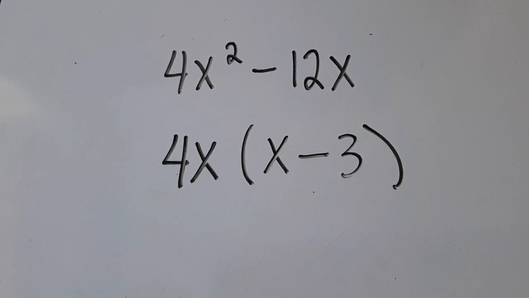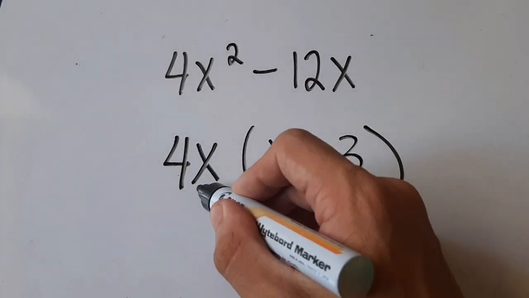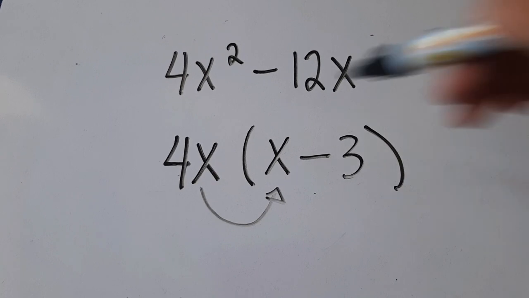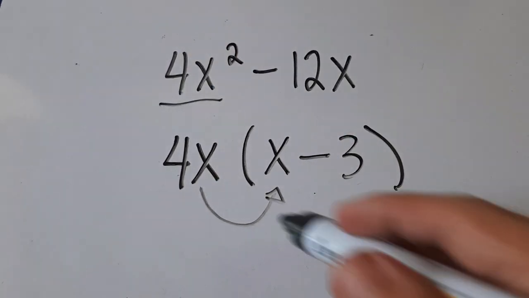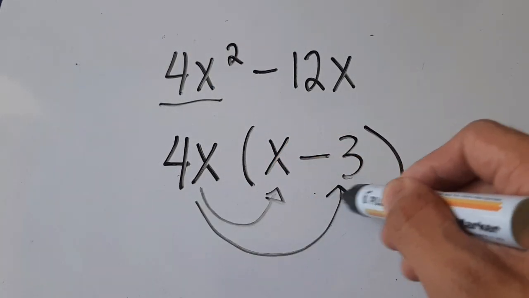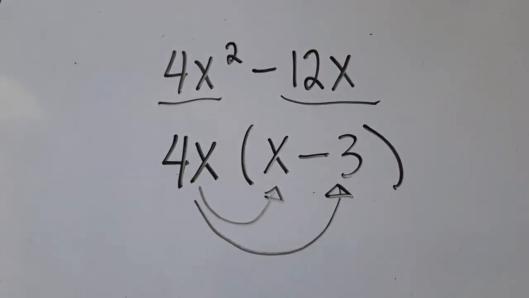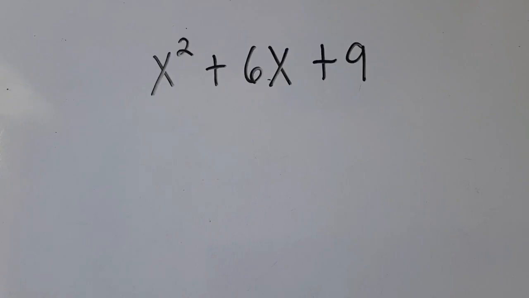To check if our answer is correct, 4x multiplied by x, the answer is 4x squared. And then 4x multiplied by negative 3, the answer is negative 12x. Now let us proceed to the other example, which is x squared plus 6x plus 9.